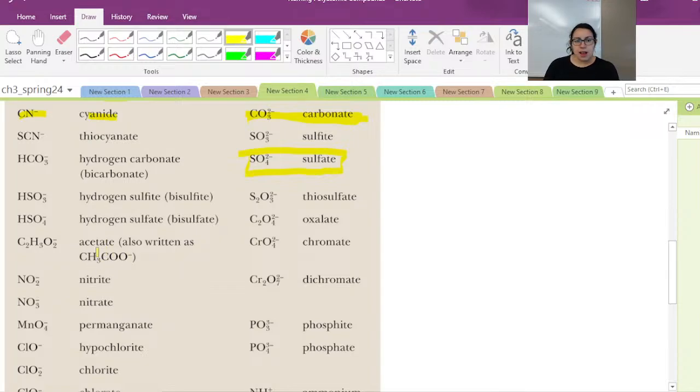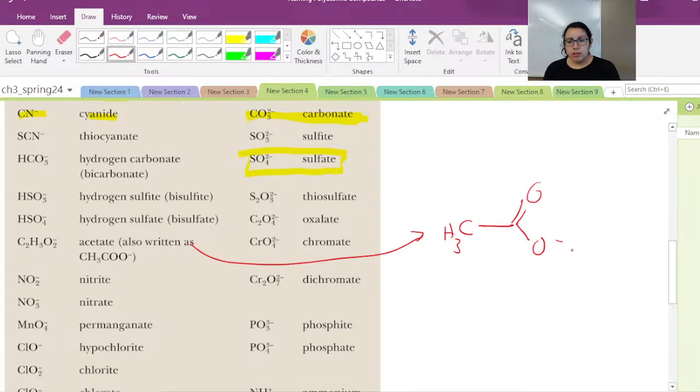It will come up in our acid-base chapter, but people always get confused with acetate because it can be written in the C2H3O2 form or the CH3COO form. I'll just draw out the structure for acetate. So CH3, so 1, 2. So that's acetate in its true form, so that's why it gets written funny.